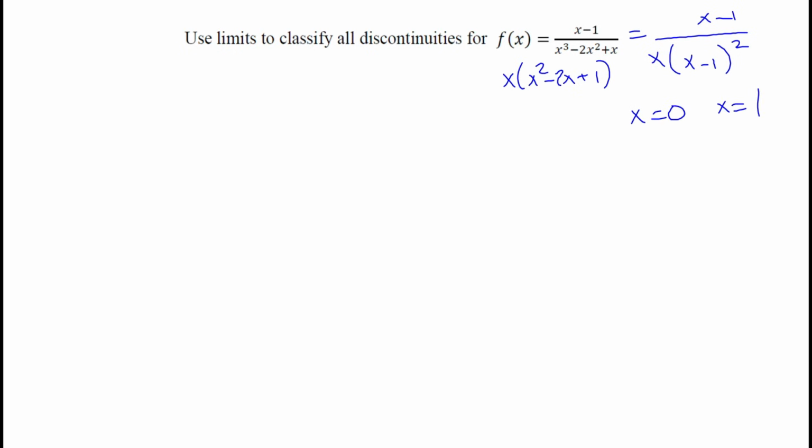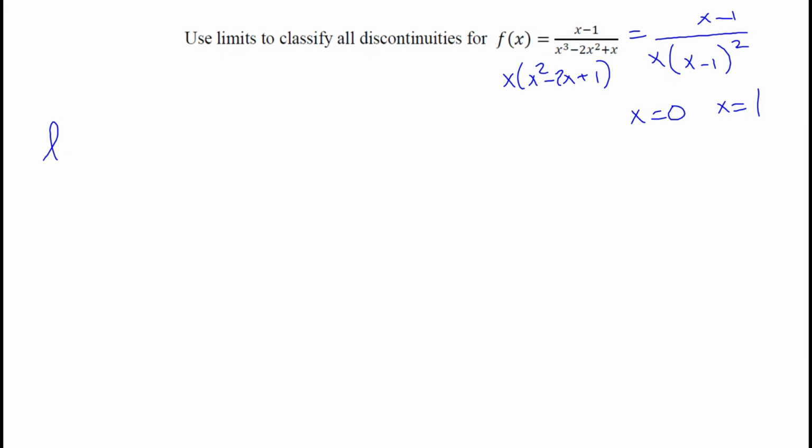For our next one, we need to factor that denominator. So we're going to have x minus 1 in the numerator, but in the denominator, we're going to have an x times some other stuff. Right? This is x times x squared minus 2x plus 1. So really, that's just x minus 1 squared there in our denominator. So I was a little premature there. We'll just have x minus 1 squared. And so our only discontinuities are at x equals 0 and x equals 1.